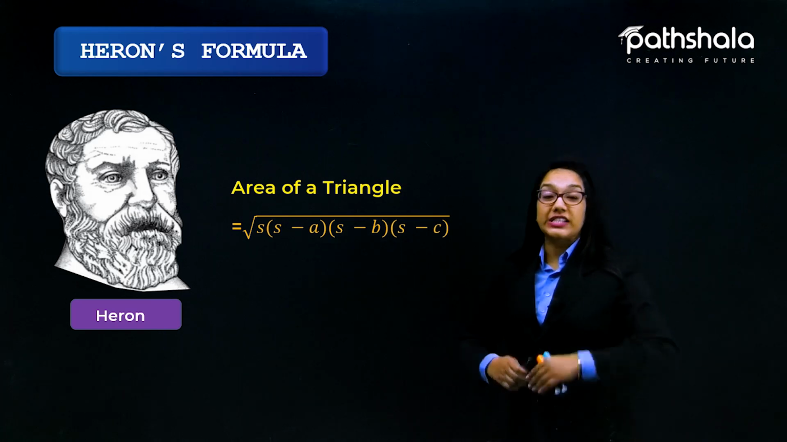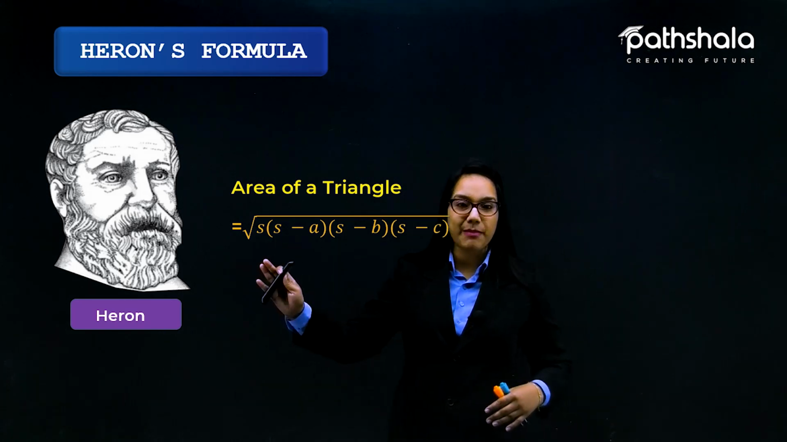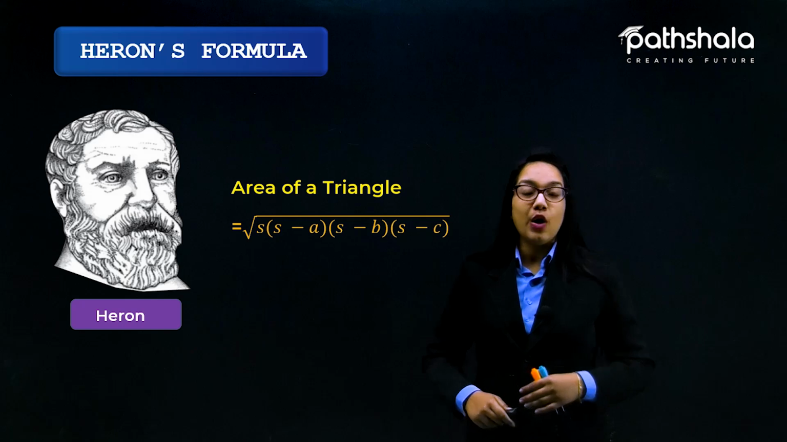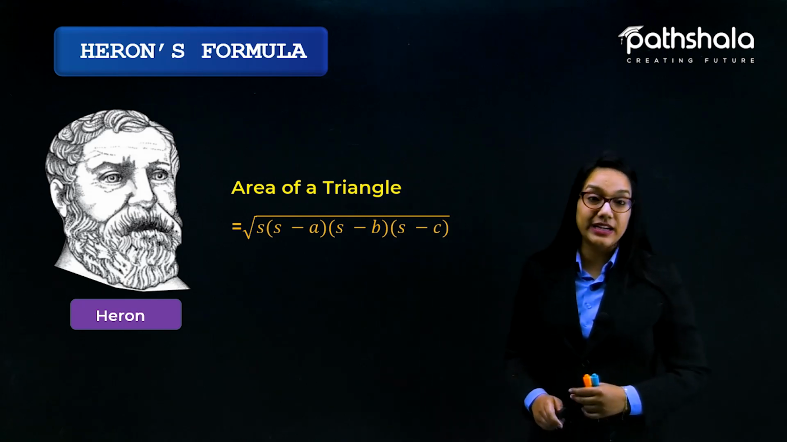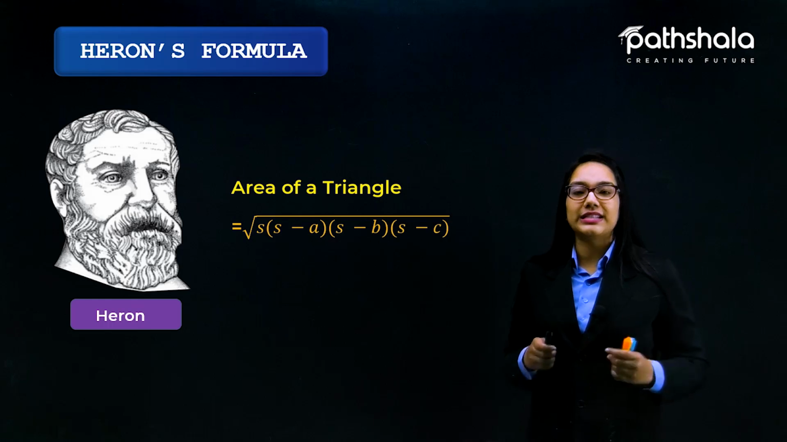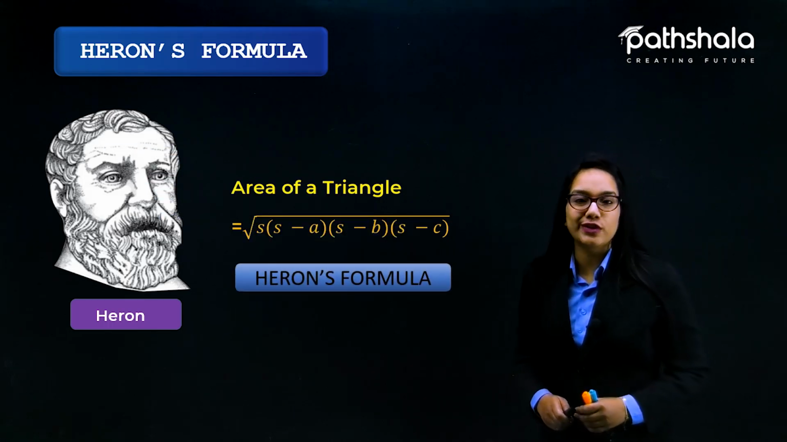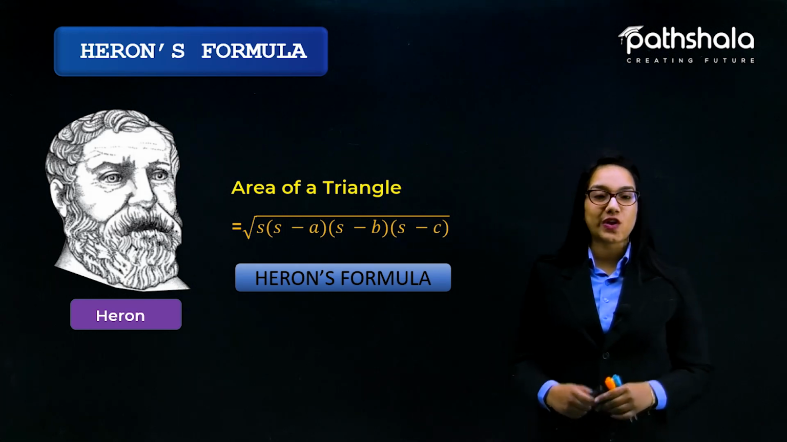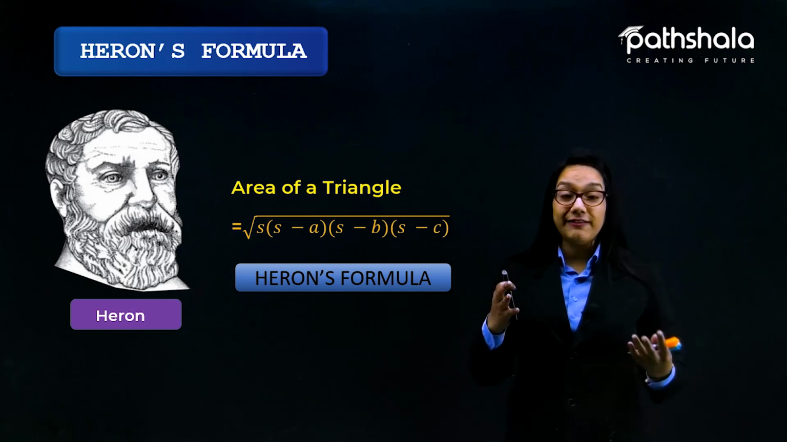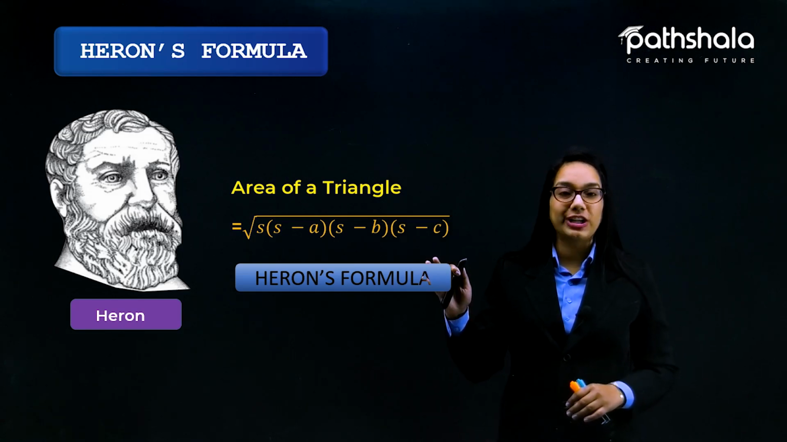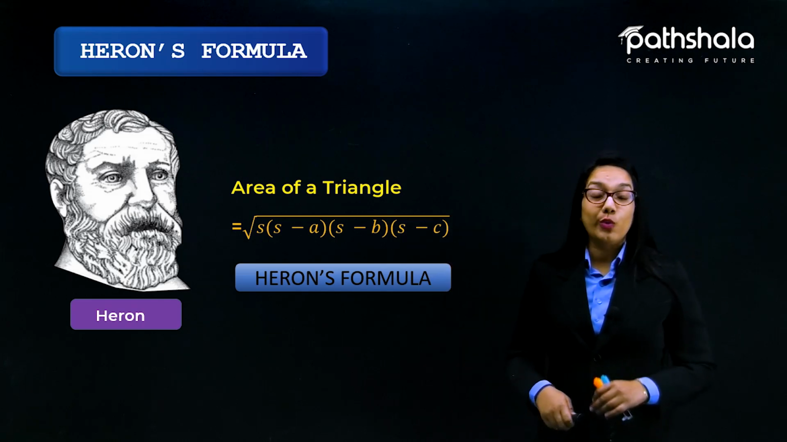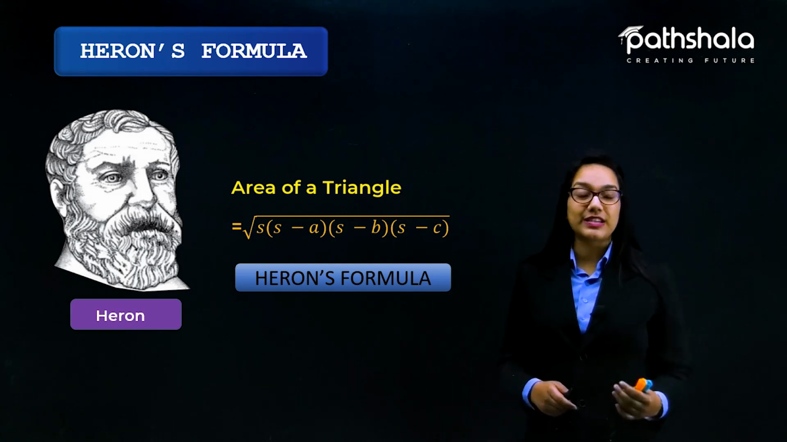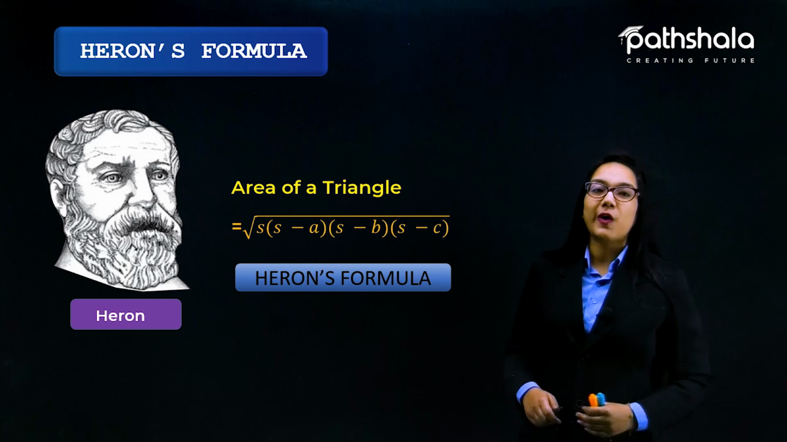The area of the triangle is equal to the square root of s into s minus a into s minus b into s minus c, where a, b, c are the sides of the triangle. So always remember, whenever we want to find the area of a triangle such that all the sides are not equal to each other, we can use this formula to find the area in a very easy manner, which is the square root of s into s minus a, s minus b, s minus c.